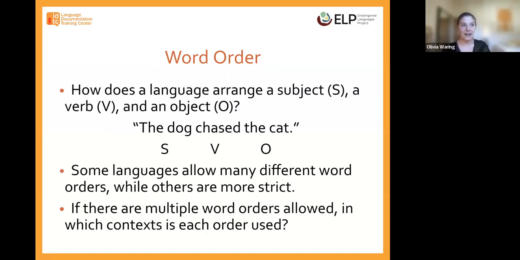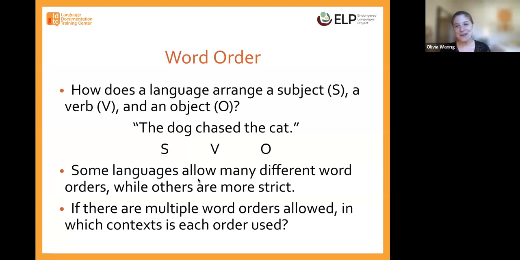Another thing we think about a lot when we're looking into the syntax of a language is word order, right? This is actually really one of the first things that a linguist will assess or establish when they're working on a language. And this just means, how does a language arrange these three things: the subject of the sentence, the verb in the sentence, and if there is one, the object of the sentence. So in my example sentence, the dog chased the cat. That's a lovely grammatical English sentence. The subject, the dog, is first, followed by the verb chased, followed by the thing being chased, the cat, the object. So English is what we call an SVO language.